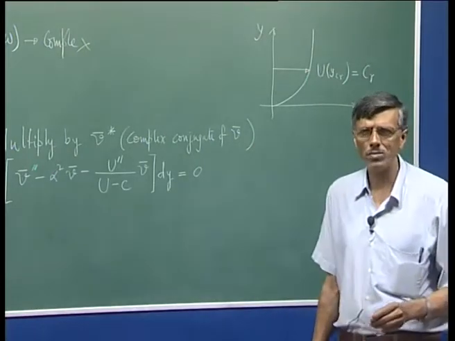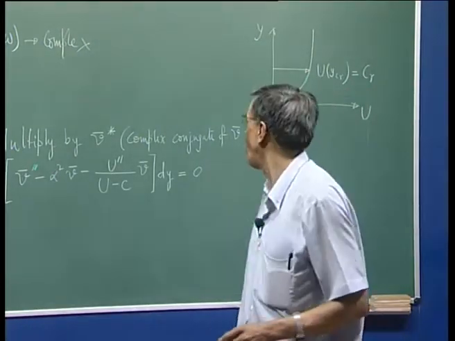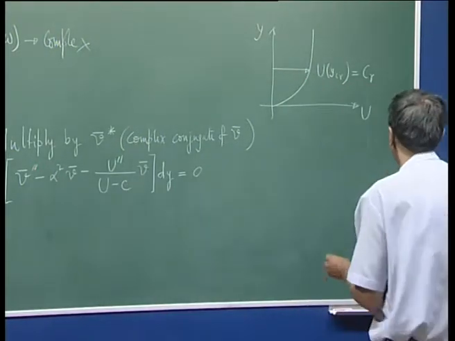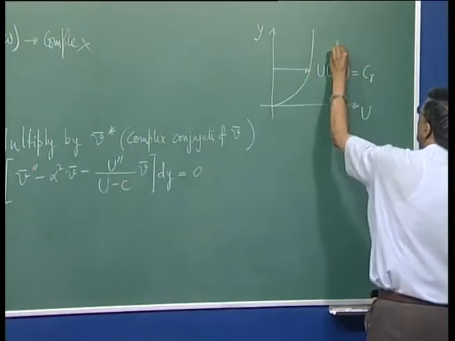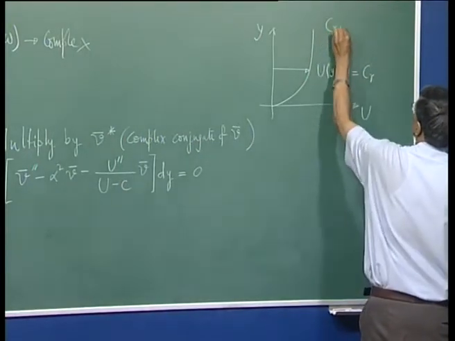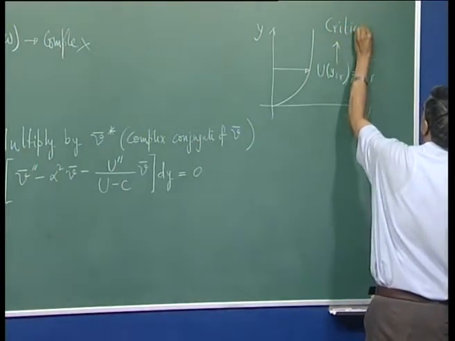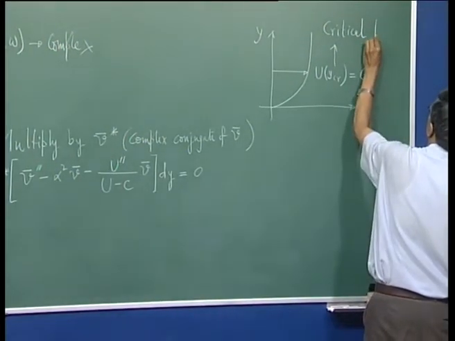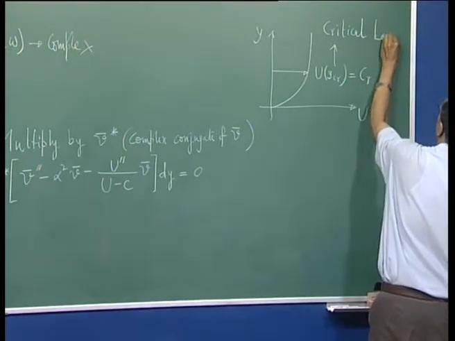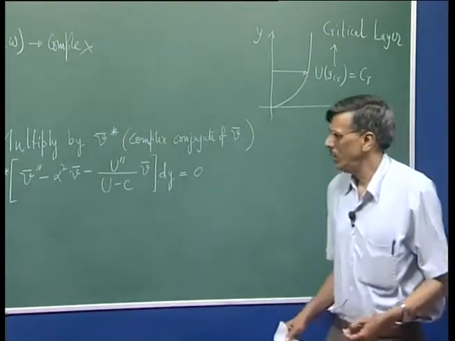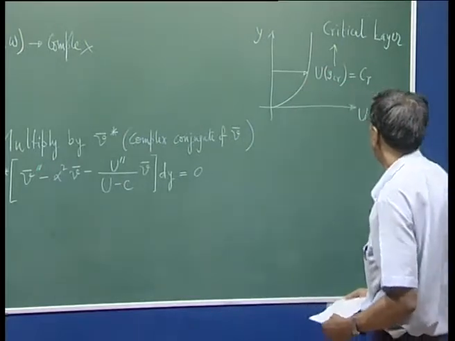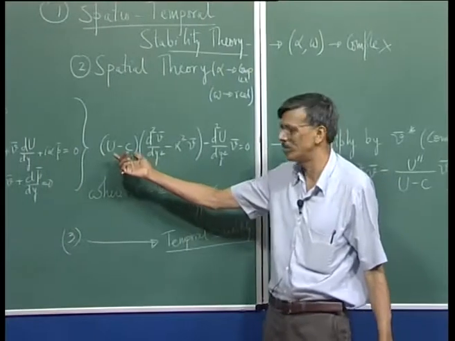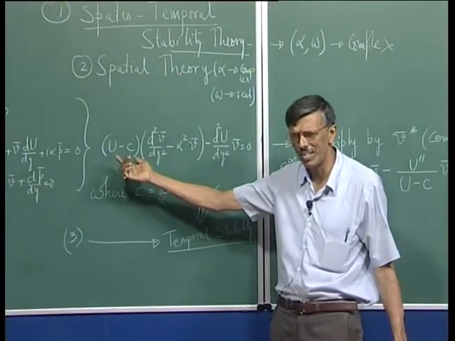So, what happens is basically I will call that the critical height. So, y_cr is the critical height at which u minus c_r equals 0. And if you look at this equation, what happens? This equation becomes degenerate, no?